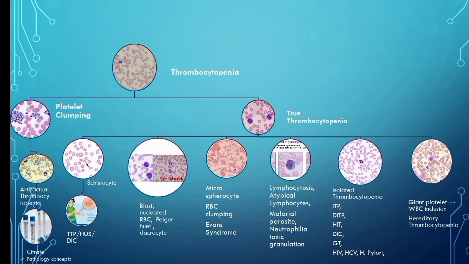On peripheral blood smear, we should check for artifactual thrombocytopenia. The platelet clumping can be caused by EDTA-dependent platelet antibodies. One should repeat the CBC after collecting the blood sample in the citrate vacutainer for the correction of the platelet count.